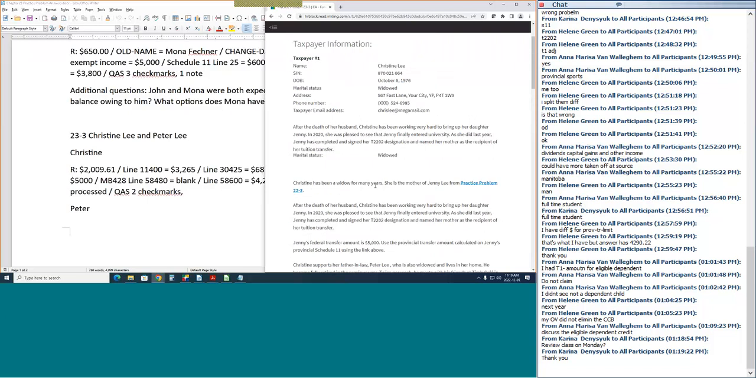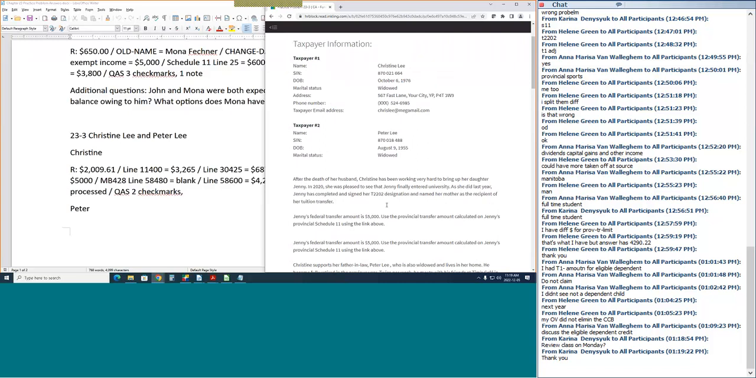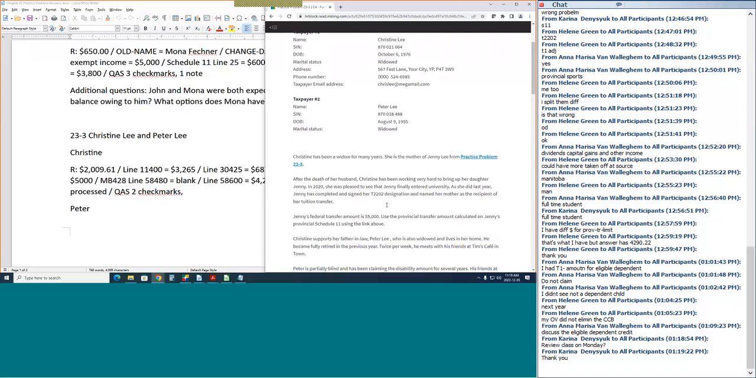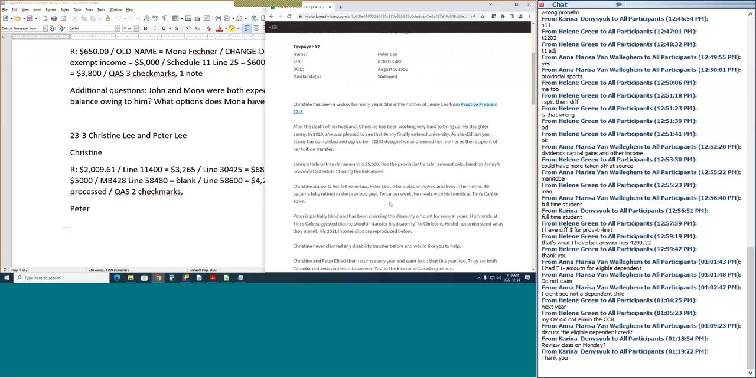So Christine has been a widow for many years. After the death of her husband, she has been looking after her daughter. She is receiving a transfer from her daughter. She also supports her father-in-law, Peter, who is widowed and lives in her home. As soon as you say father-in-law or father and lives in the home, I start thinking about the possibility of caregiver amounts, of disability transfers if he has a disability, dependent credits, anything along those lines.